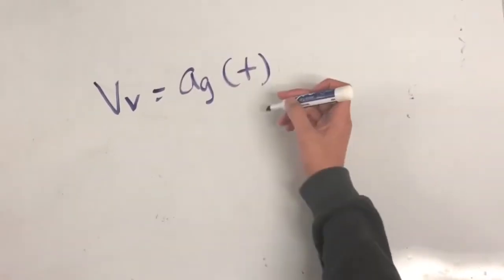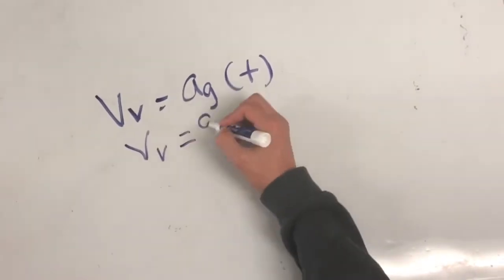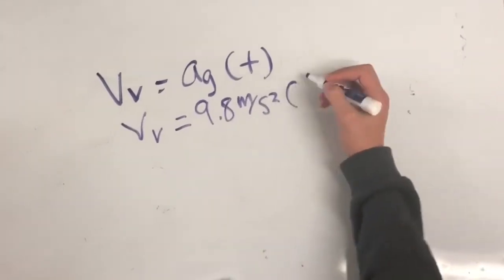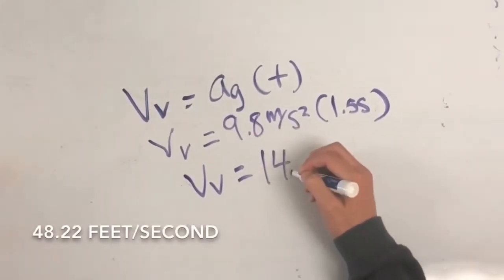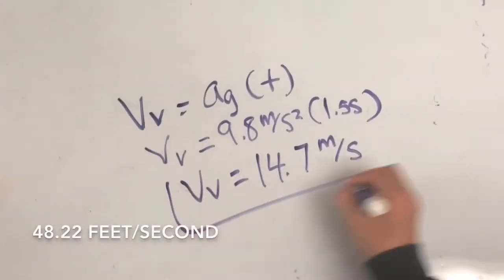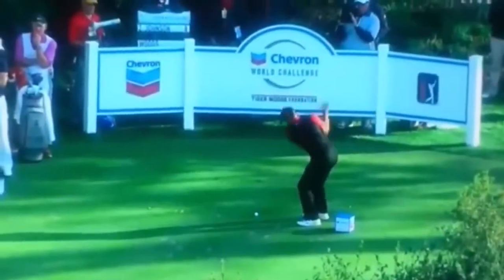After that, we calculated vertical velocity. The equation for vertical velocity is the acceleration of gravity, which is 9.8 meters per second squared, times the time it took for the ball to fly upwards in the air, which is 1.5 seconds. So the vertical velocity is 14.7 meters per second.